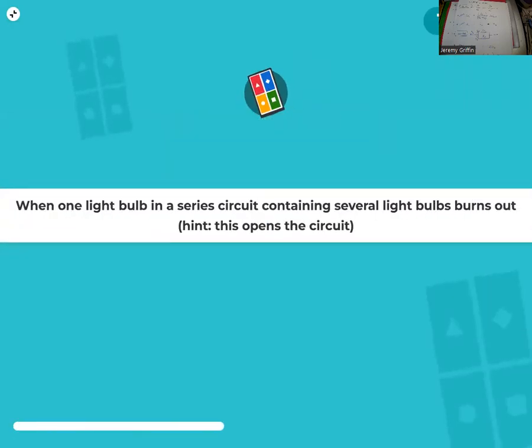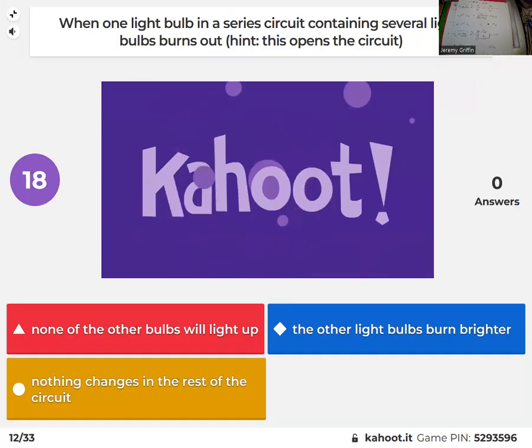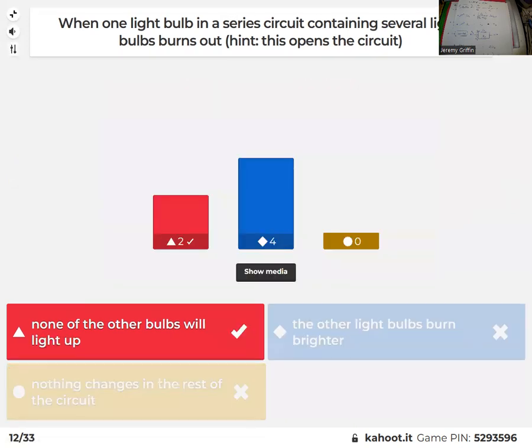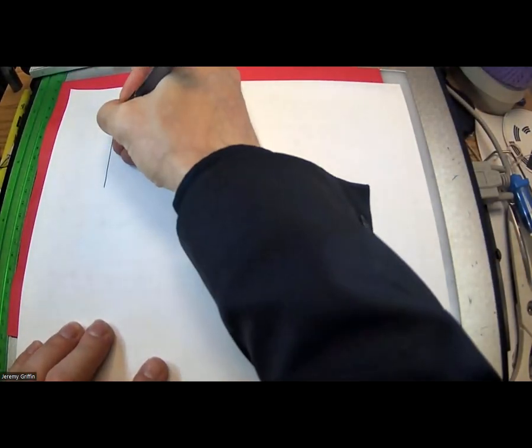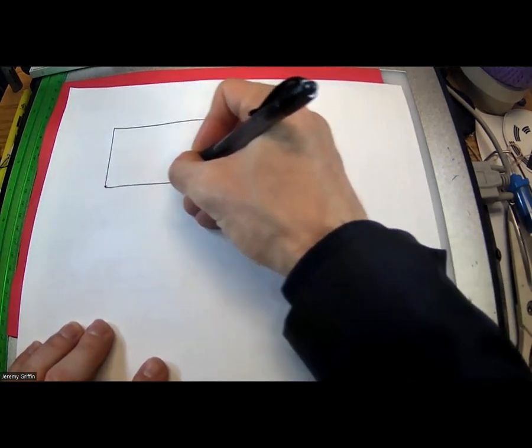When one bulb in a series circuit containing several bulbs burns out, opening the circuit, what happens? Yeah, none of the other bulbs will light up. Okay, let me flip over and do this one on paper. All right, so see this one, right? If you guys are looking for patterns, you might have a pretty good guess what the next question is going to be. So let's do this.